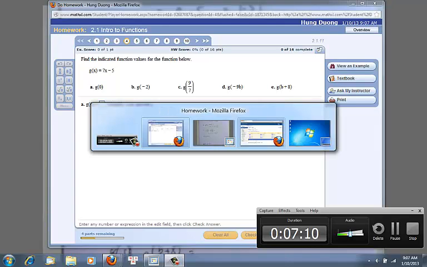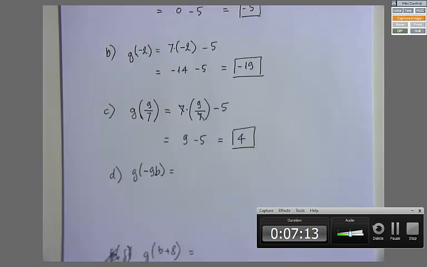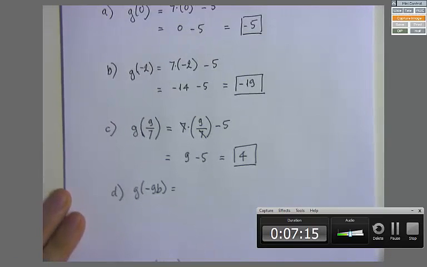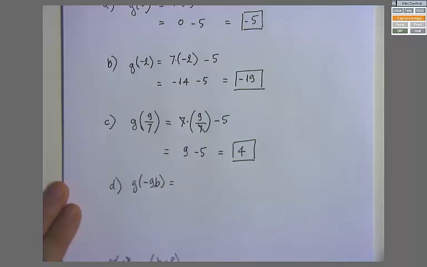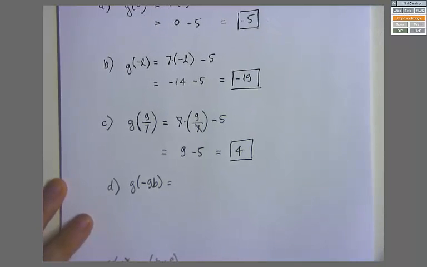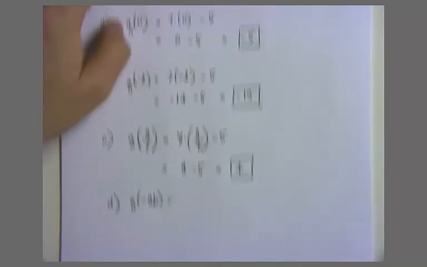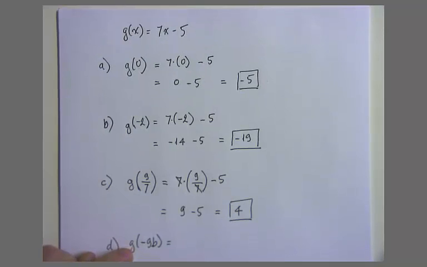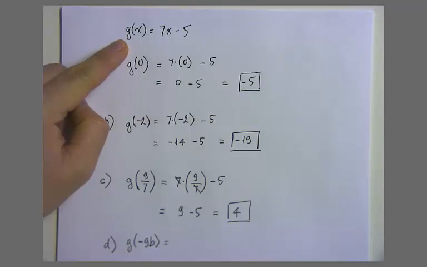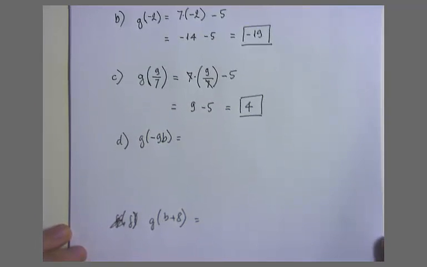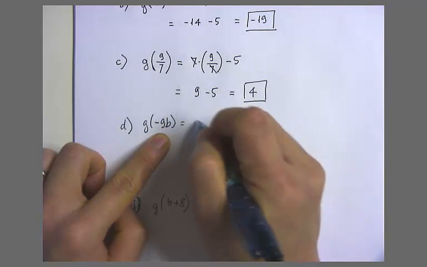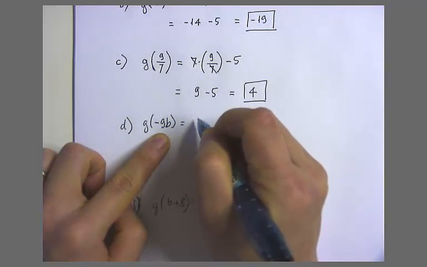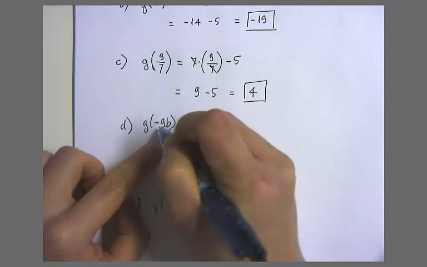Allow me to get back to my screen here. Okay, so now in part D, what I was trying to say earlier is that g is still the same function. As long as we're working with g, the same name, we're looking at the same function. But this time I am putting in a little bit strange input. Still, whatever the input is, you just apply what the function does to this input. Here the whole thing is my input, negative 9b.